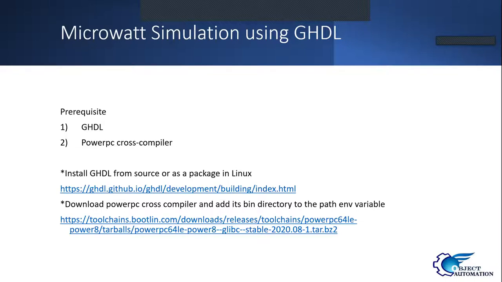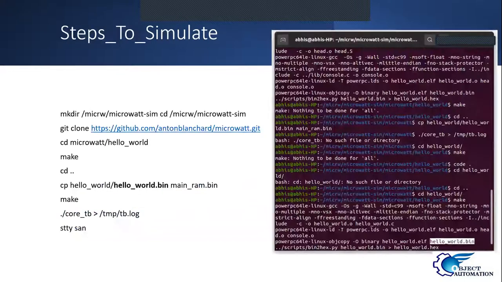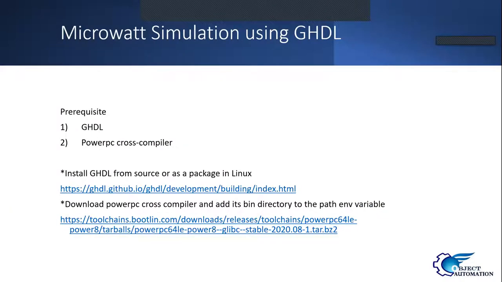So to run a different language, you need a compiler, right? To run a different kind of instructions which is not native to the local machine, you need a cross compiler. So you need a layer that could translate those instructions from Power ISA to your x86. So there is this PowerPC cross compiler toolkit available that I downloaded from this URL. And there is GHDL. GHDL is nothing but a simulation tool. It does the simulation part of the VHDL language.